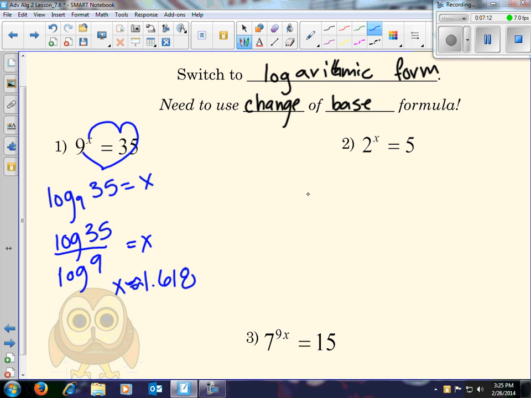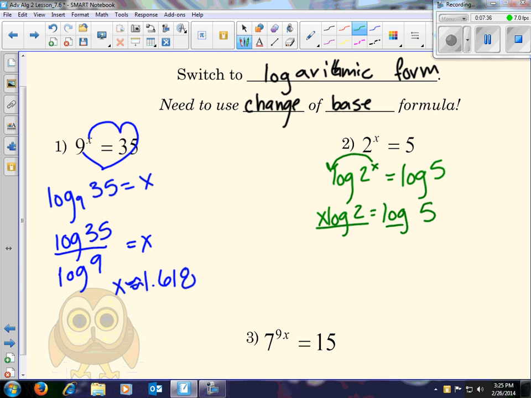The second way to do it is, let's look at number 2. We have 2 to the x equals 5. So if I take the log of both sides, I get log of 2 to the x equals log of 5. Now I can use the property where I pull my x out in front. So I have x log of 2 equals log of 5. And then I can divide by log of 2 on both sides. So I end up with x equals log of 5 over log of 2, and this is approximately 2.32.